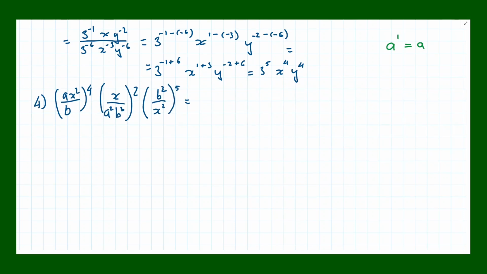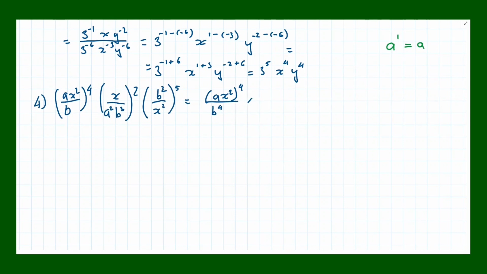Right, we've got 3 fractions here, and each fraction is raised to some power. So how we're going to deal with this? We're going to have to raise the numerators and the denominators separately to the very same powers. In the case of the first fraction, this is going to be a x squared raised to the 4th power over b to the 4th power.